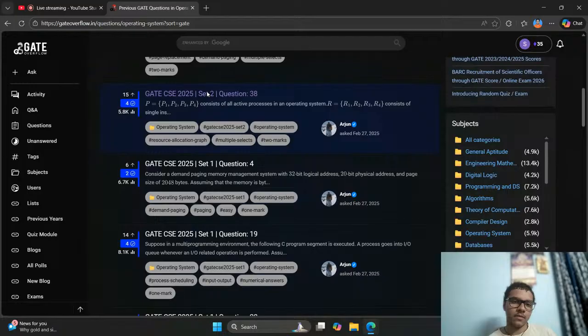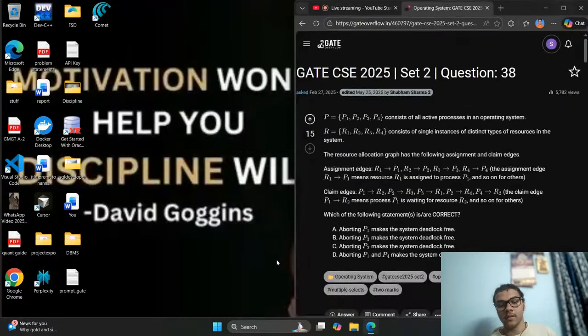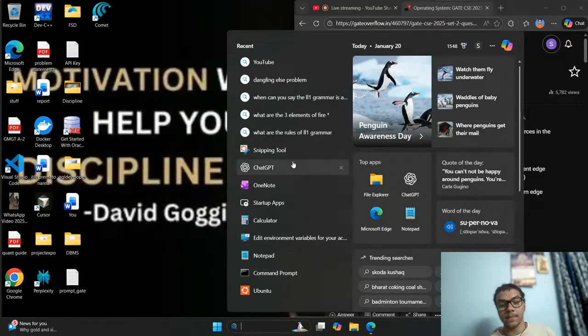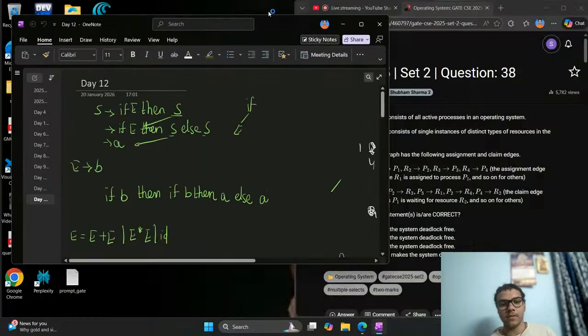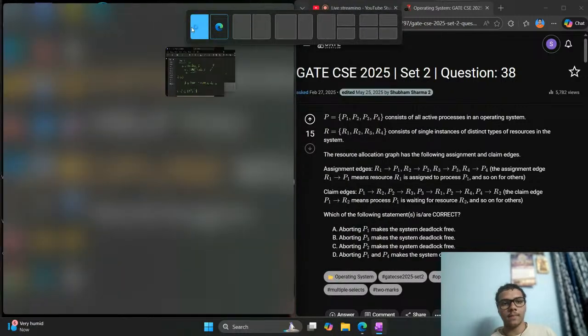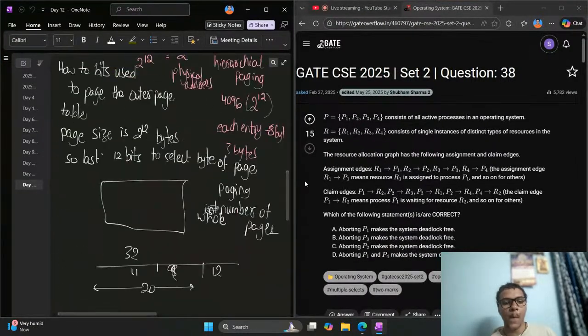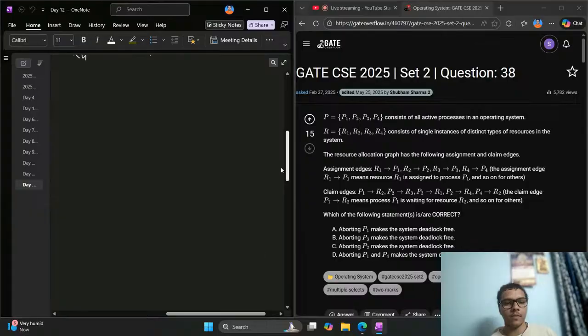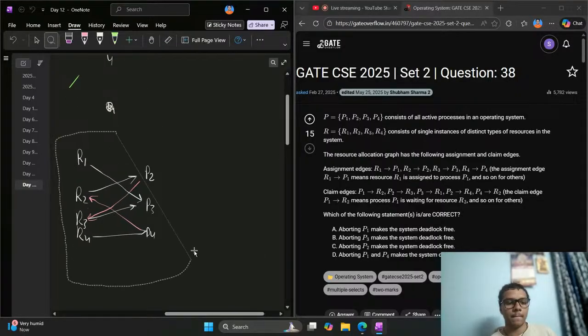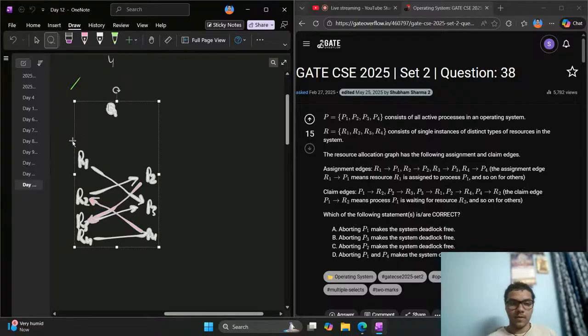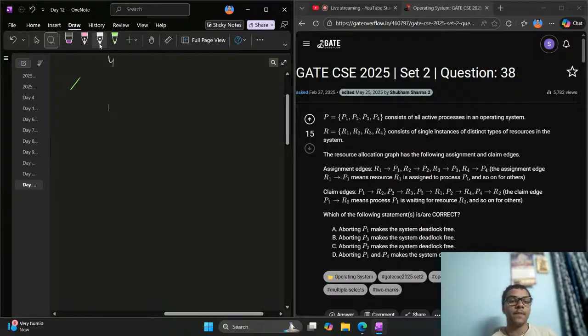Demand paging. Yeah, this is process and resource, and we were doing some resource allocation graph with deadlocks. We are actually trying to solve everything out. Right, so it deleted it, and let's do this. So let's do the resource allocation graph.